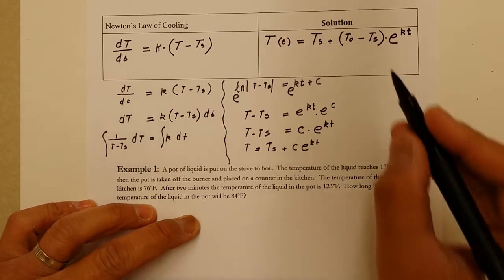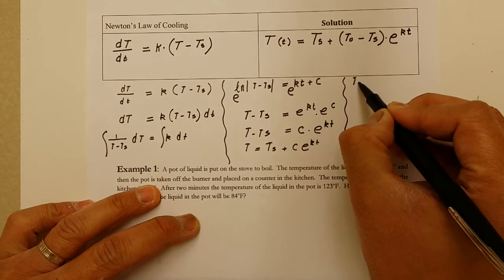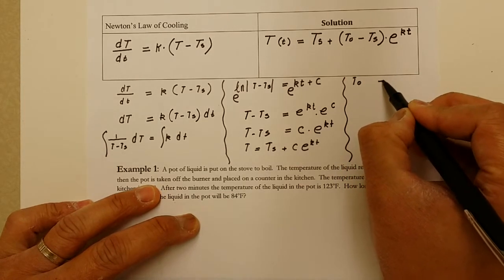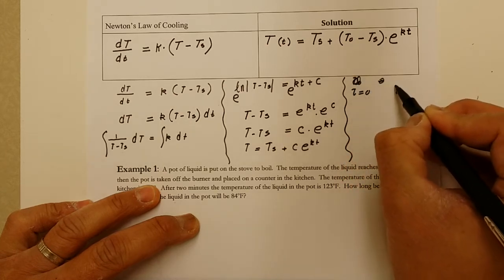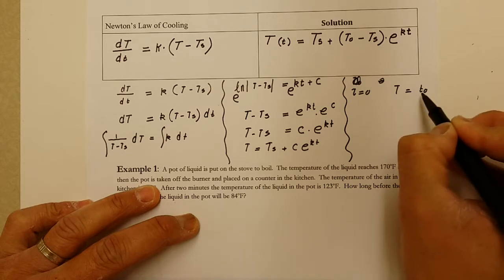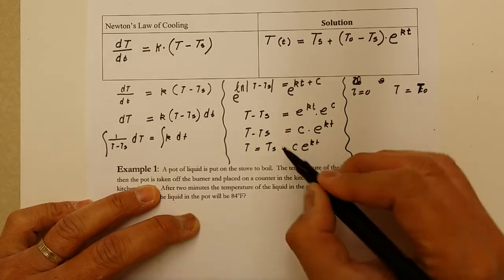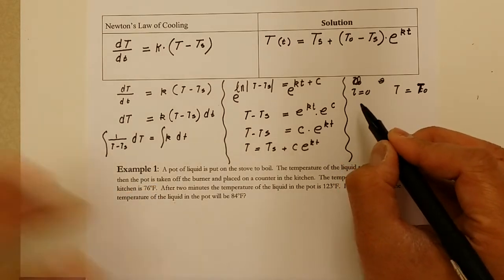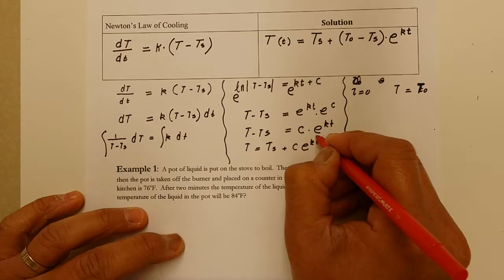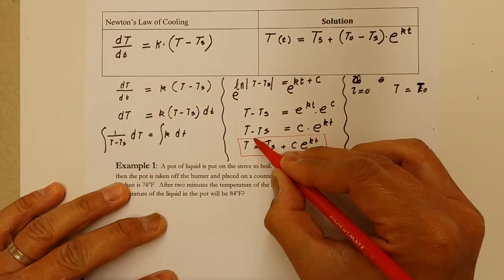My condition is the initial temperature. So at time equals 0, we're going to let T naught represent the temperature at time equals 0. So if I plug those into my equation, then I get T naught. So here is my general equation. I plug T naught in here.